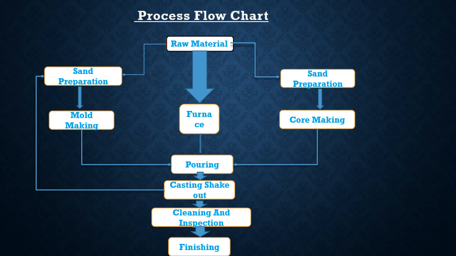Then the next one is the process flowchart. First one is selection of raw material. Mild steel is a metal alloy used in the casting of spur gear. Then selection of furnace. Then the third one is pattern preparation. Fourth one is core making. Fifth one is mold making. Sixth one is pouring, and then casting shakeout. Then cleaning and inspection. And the last one is finishing.